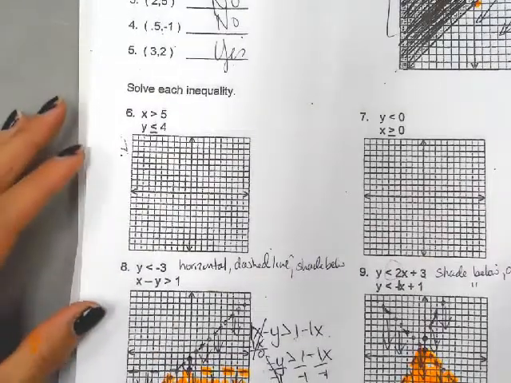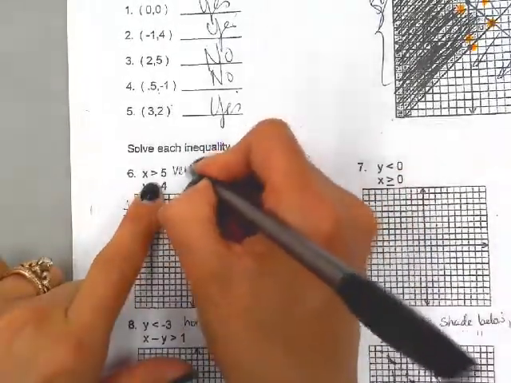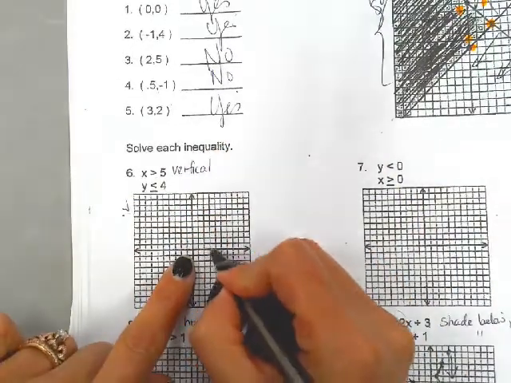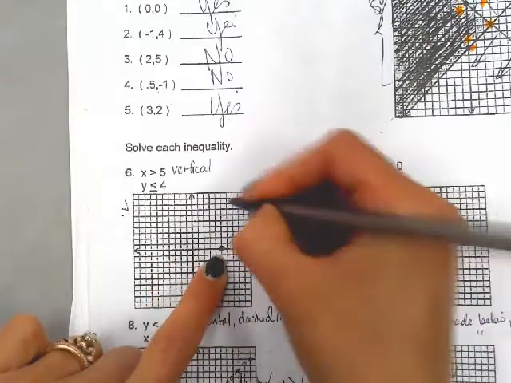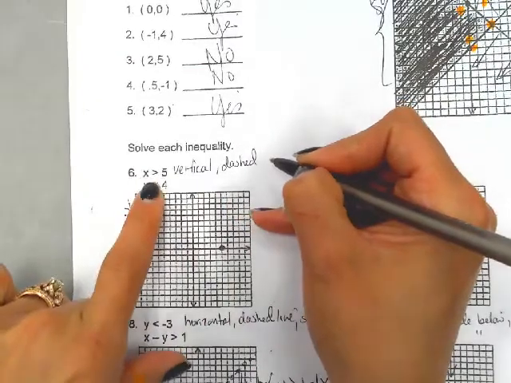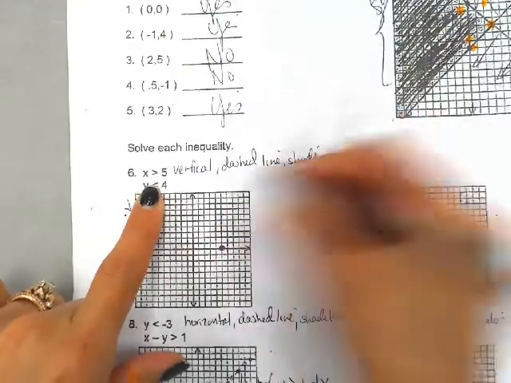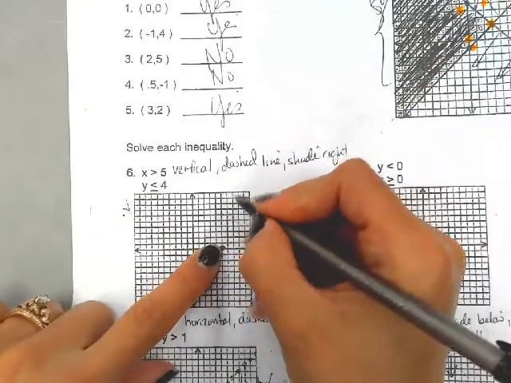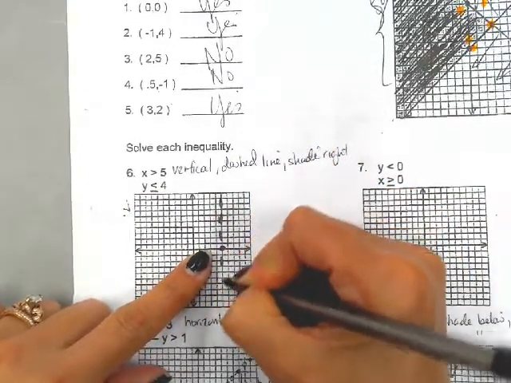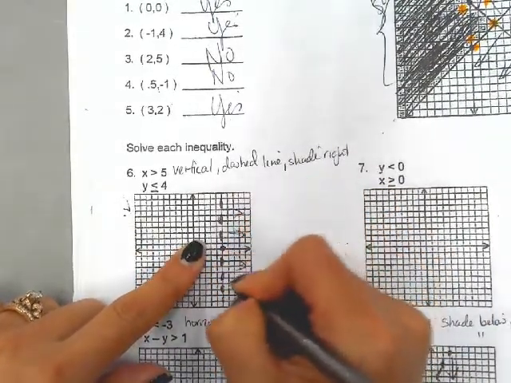Okay, let's do 6 and 7. So now this is a vertical line at x equals 5, so 1, 2, 3, 4, 5 on the x-axis, vertical line, and then this is going to be dashed because it is the greater than, not the greater than or equal to, so dashed line. And we're going to shade to the right, not above, because a vertical line does not have above or below. Since it is a vertical line, we only have left or right, and all the numbers greater than 5 are going to be on the right side. So put arrows towards the right.